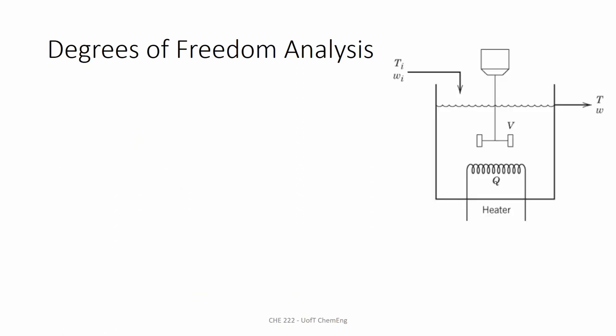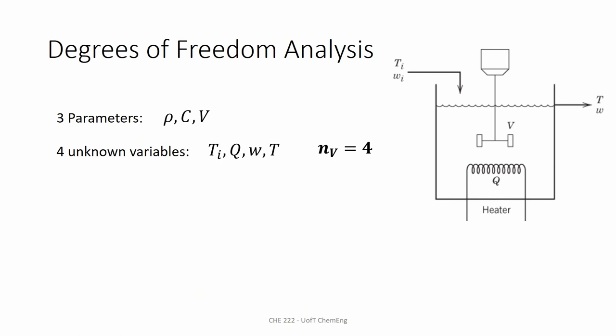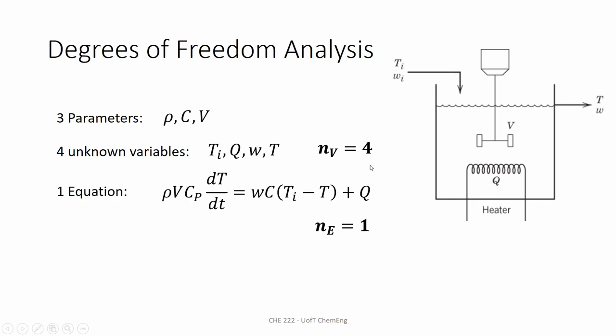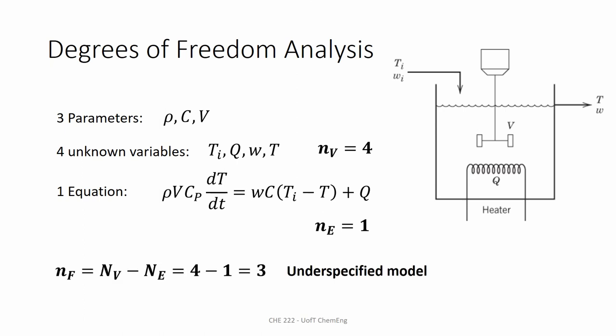Now let's implement this analysis to the stirred tank heating process that we just solved. For this problem, there are parameters which are constant and are given. So these are basically out of the equation. There are four unknown variables: temperature at the inlet, heat transfer rate, flow rate, and temperature at the discharge. So NV is equal to 4. There is only one equation, and that's the energy balance. So NE is 1. And so the number of degrees of freedom is 3, which means the system is underspecified and there are infinite solutions for the model.